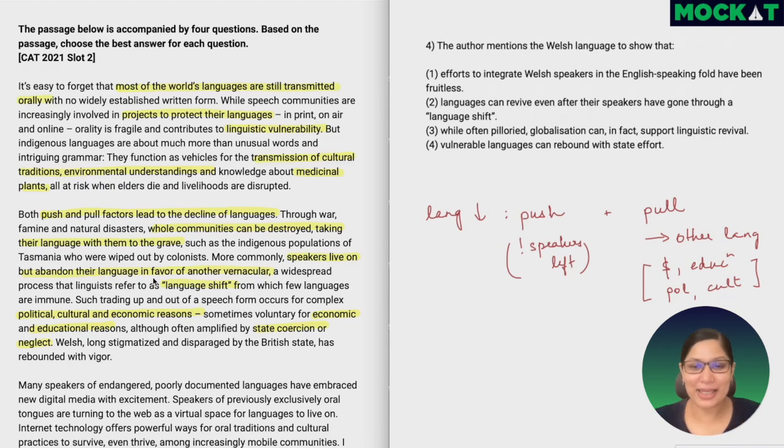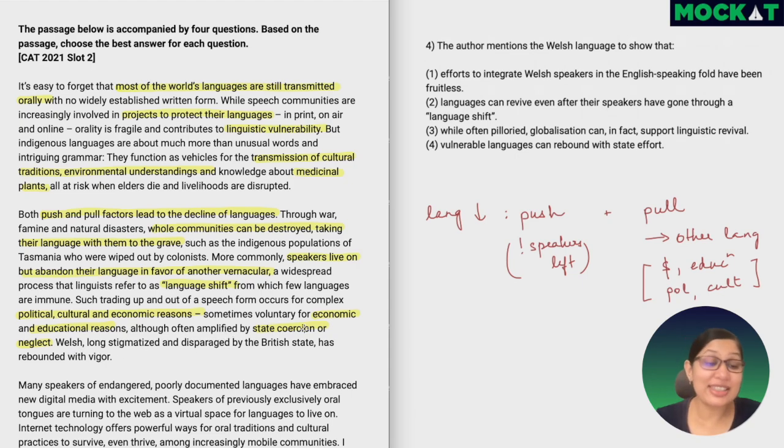So now coming back to the passage itself, languages could decline because of multiple things, push and pull factors. Push is when there aren't any speakers left, and pull is when the speakers are preferring another language. This could be out of choice because it is economically better, or education is there more in that language or something. It could also be because of state coercion, so the state forcing you, or neglect, which is political, or for cultural reasons. Now, Welsh seems to be the political example, right?